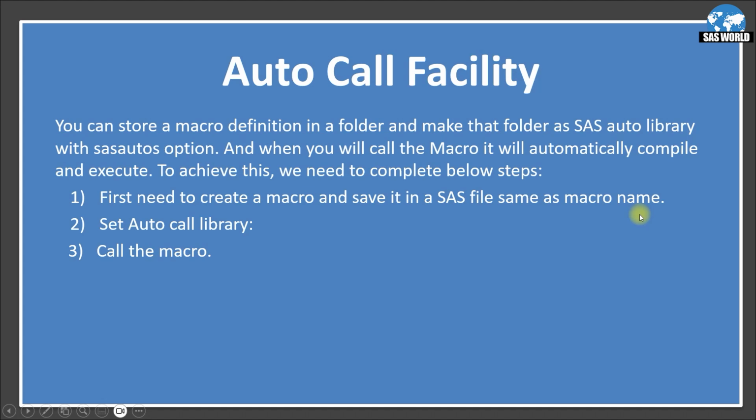So you have defined the macro. Now the second step, you will set up the autocall library. The location where you saved the file, you need to set as the autocall library. And the third step is to call the macro. So we will understand each step. Let's move on to the next slide and understand the first step.